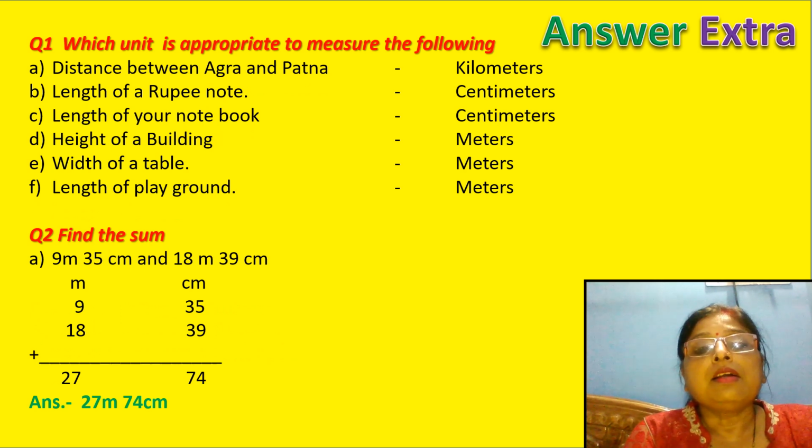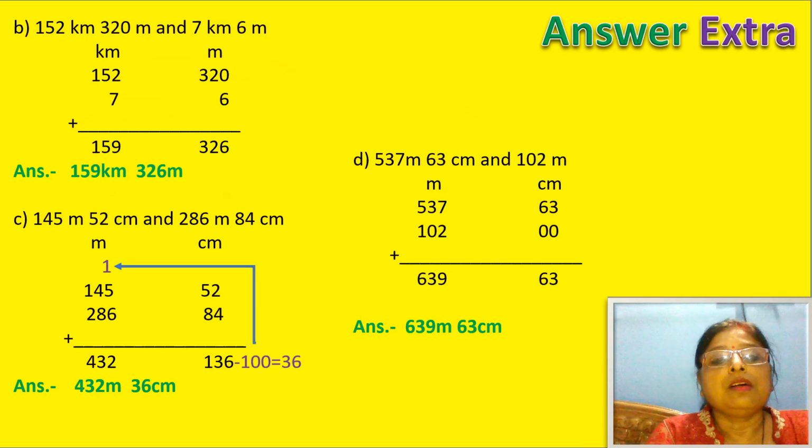Children, here the answers of the extra questions are given and you cross check them with your work. First question, distance between Agra and Patna, already I have discussed, it will be measured in kilometer. Length of a rupee note will be measured in centimeter. Length of your notebook, centimeter unit will be used. Height of a building, meter. Width of a table, meter. And length of a playground is meter. Next, find the sum. The process has been discussed, you do it yourself. This one is the answer given here.